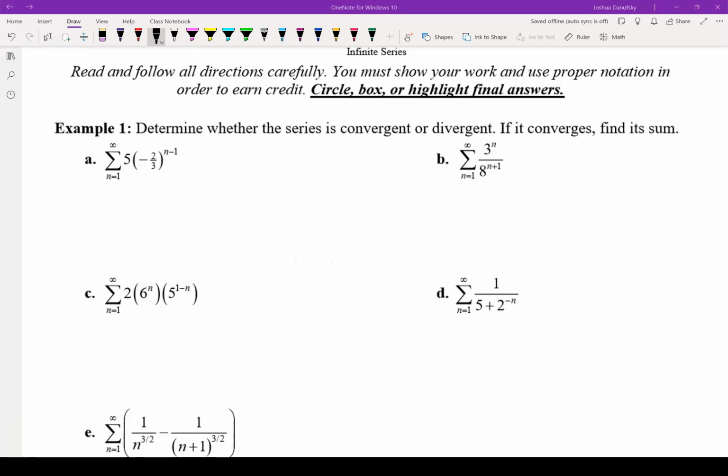Part A, the sum n equals 1 to infinity of 5 times the quantity negative 2/3 to the n minus 1. Notice that this infinite series has a first term of 5 when we plug in 1 for n. Then each subsequent term is found by multiplying by negative 2/3 to some power. So we have a geometric series.